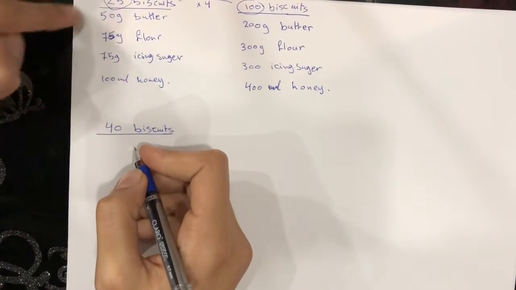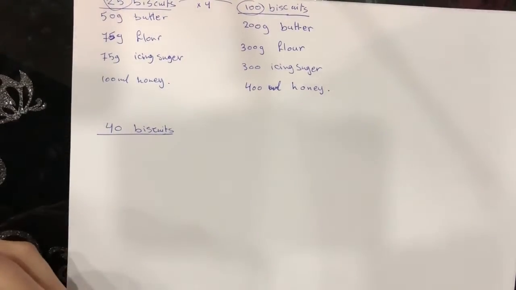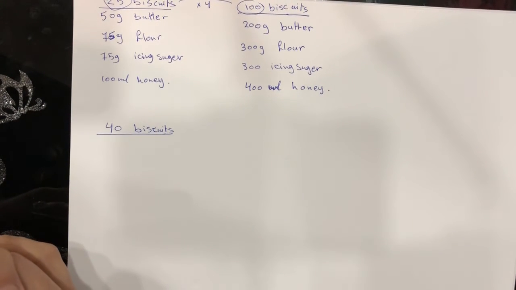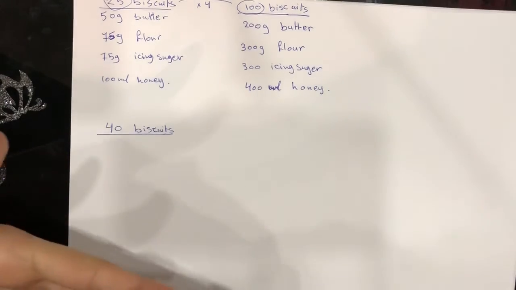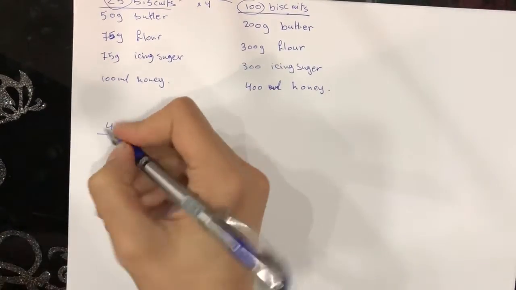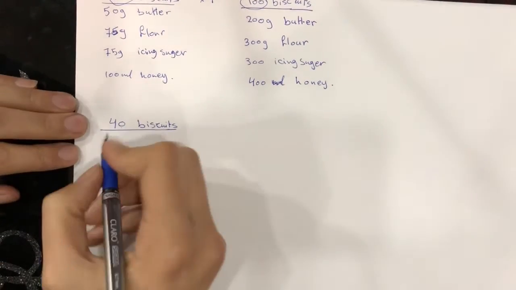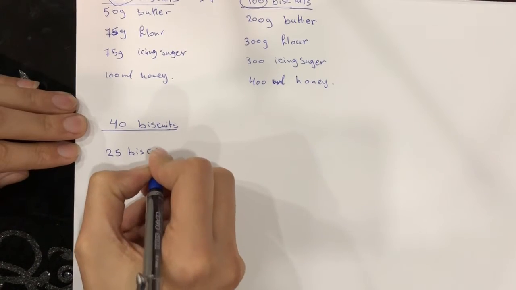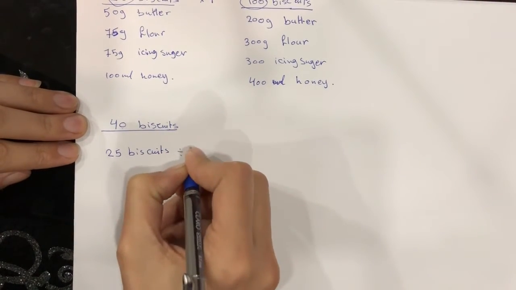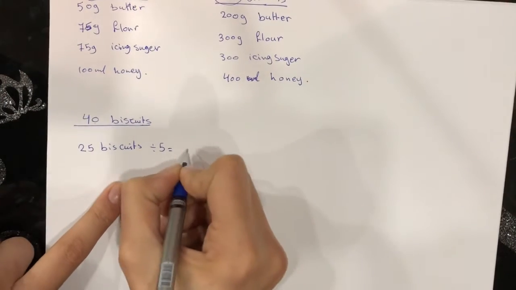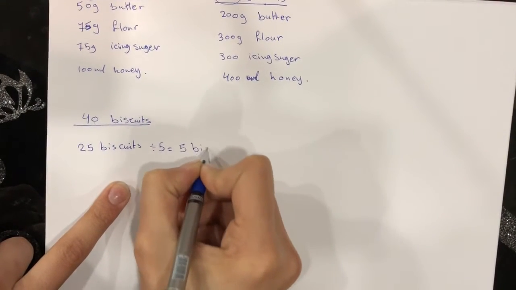If I divide all these ingredients by 5, then I will have the ingredients to make 5 biscuits. And then if I have the ingredients to make 5 biscuits, I can find the ingredients to make 40 biscuits by multiplying by 8. So I have the ingredients for 25 biscuits. If I divide by 5, 25 divided by 5, I'll have the ingredients for 5 biscuits.